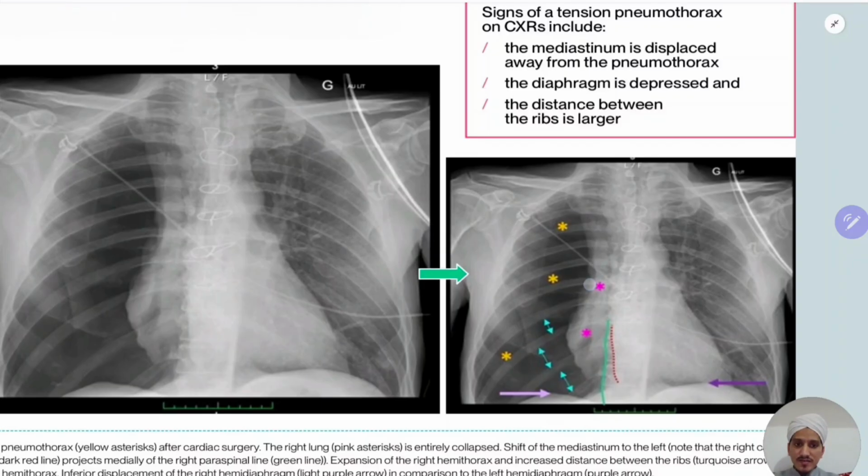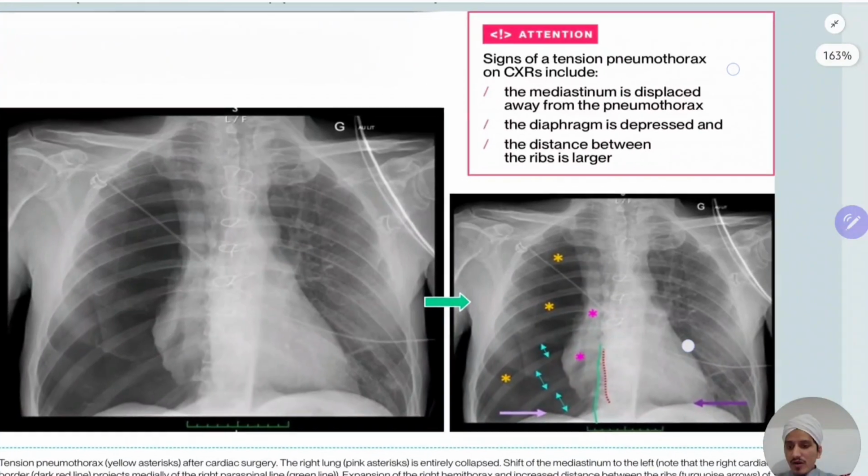Yes, this is the collapsed lung. Okay, total lung collapse because of not pleural effusion, but because of not fluid, but it is because of air. Passive collapse of the total lung collapse. But in collapse, you see pulling of structures. Here you see pushing of structures. Okay, that's how you can differentiate between collapse and pneumothorax, tension pneumothorax mainly. The right lung is entirely collapsed. Shift of the mediastinum to the left.